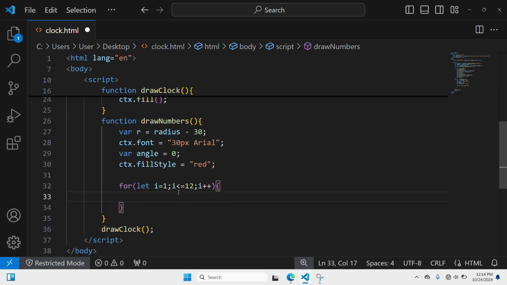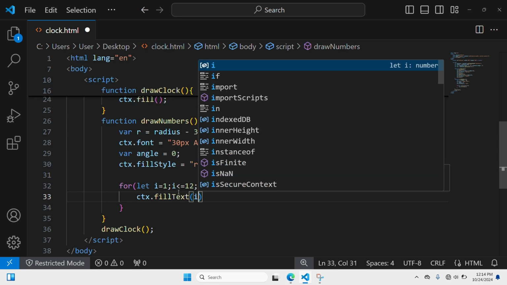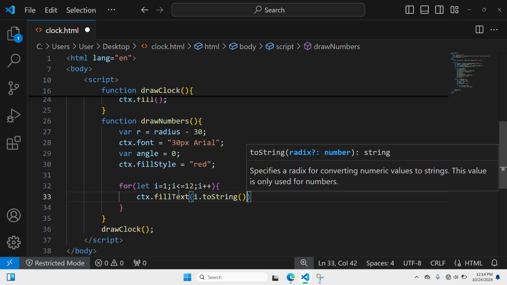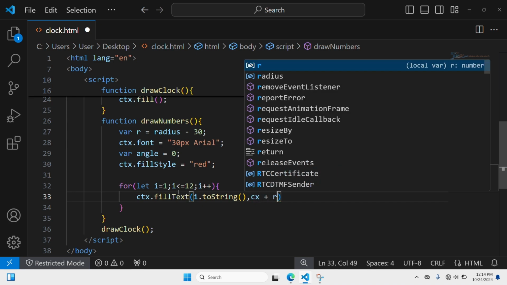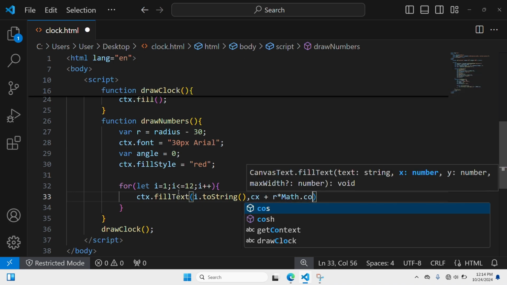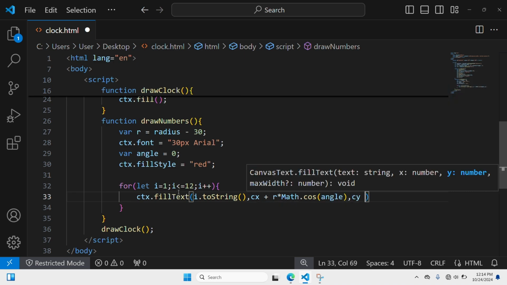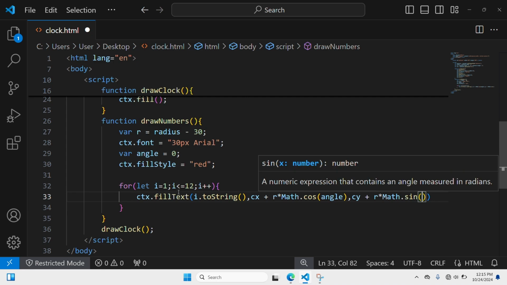In this for loop, we are going to draw a text, ctx.fillText, and the text will be i.toString. We should convert the numbers from 1 to 12 to string, and we need to provide the coordinates of the numbers. The x coordinate will be equal to cx plus r times Math.cos(angle). Similarly, the y coordinate will be equal to cy plus r times Math.sin(angle).